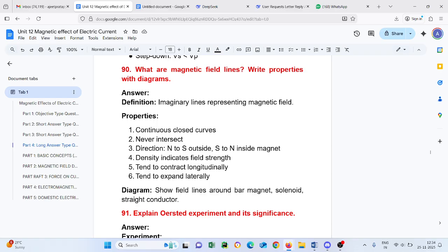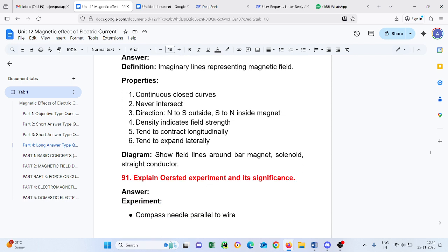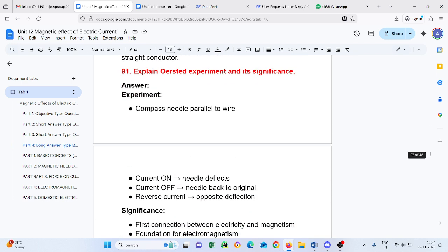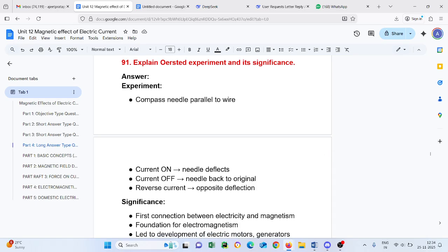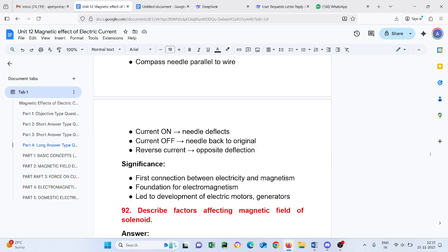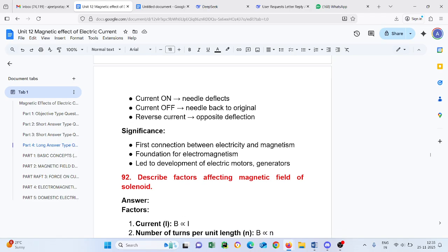Explain Oersted's experiment and its significance. Answer: a compass needle is placed parallel to the wire. Current on, the needle deflects. Current off, the needle returns to its original position. Reverse the current, and it deflects in the opposite direction. Significance: the first connection between electricity and magnetism, the foundation of electromagnetism, which led to the development of the motor and generator.